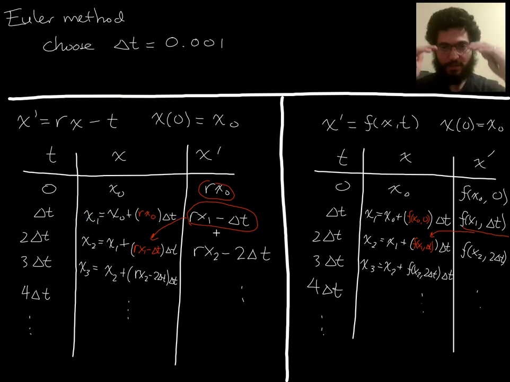And delta t is a number that you choose at the beginning. So each step will be like a loop, right? You'll make your program go through a loop filling out each row. At each step, you have actual numerical values for all of the different variables, x and t and x prime. That's why it's numerical analysis.